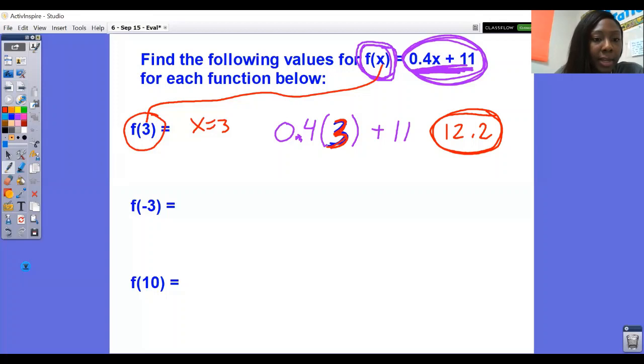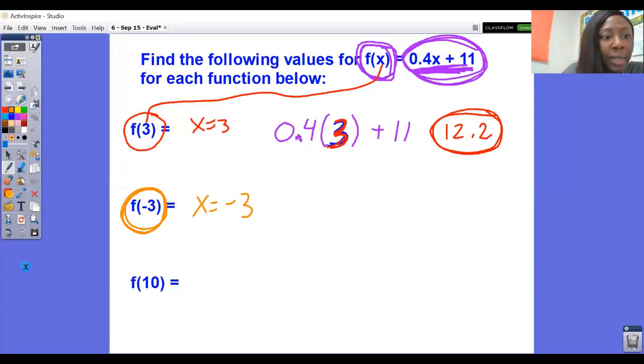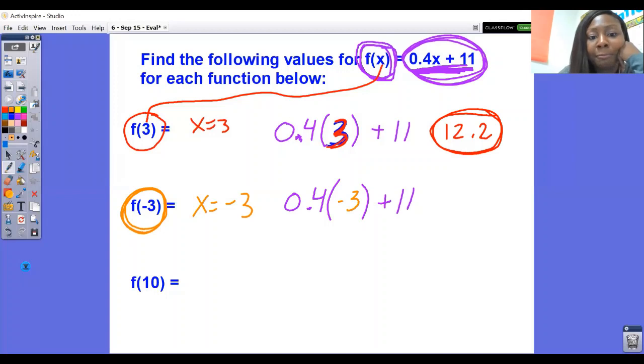And then the next one, they want us to evaluate or plug in. This time it's telling us that the x equals -3. So I'm going to use the same function, the same expression, the same equation, just like on the first screen, but this time I'm going to plug in a -3. And I'm going to use my calculator again. So this time I have 0.4 parentheses, but this time I have a -3.